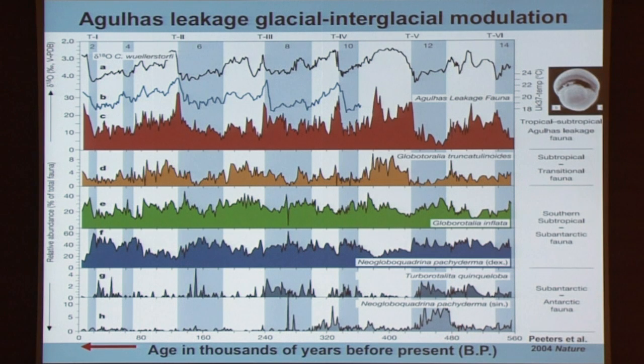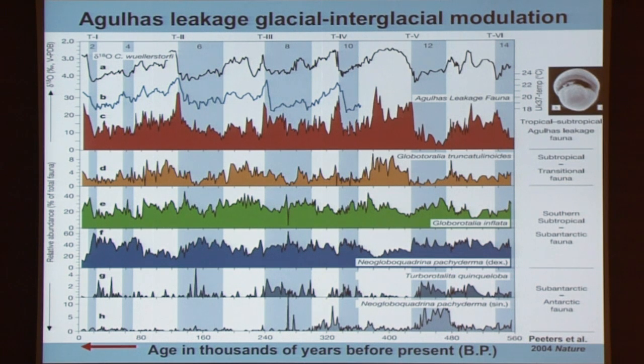It's possible also to look at the other deep sea sediment core that is on the Atlantic side, and this was done by a team of colleagues from Germany and Spain. This is again a graph showing versus age. The 0 is here. We have different glacial periods that are identified based on temperature proxies, but the colleagues also did the counting of fossil foraminifera that are typical from the Indian Ocean. They call that the tropical, subtropical Agulhas leakage fauna.